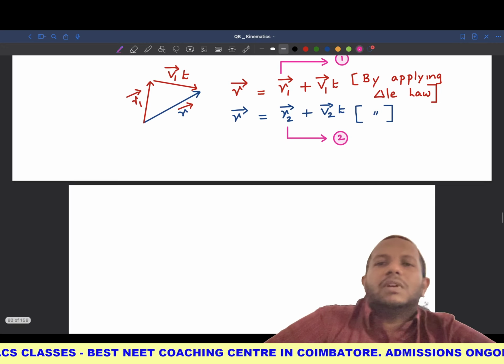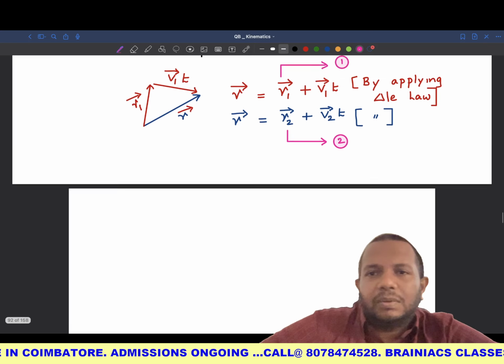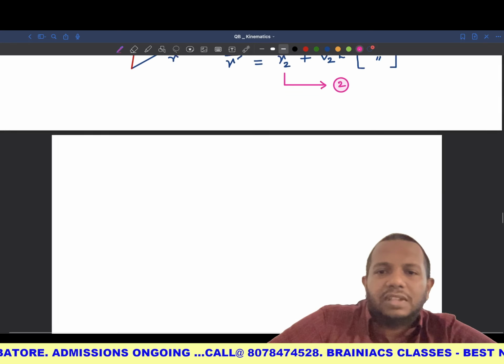Now if you are observing equation 1 and 2, you can understand one thing, the LHS part is the same. So how can I write this equation now? See here, I can write it as r1 plus v1 into t is equal to r2 plus v2 into t. Actually this is the condition for A and B to collide. But unfortunately, if you look at the options, this one is not present.